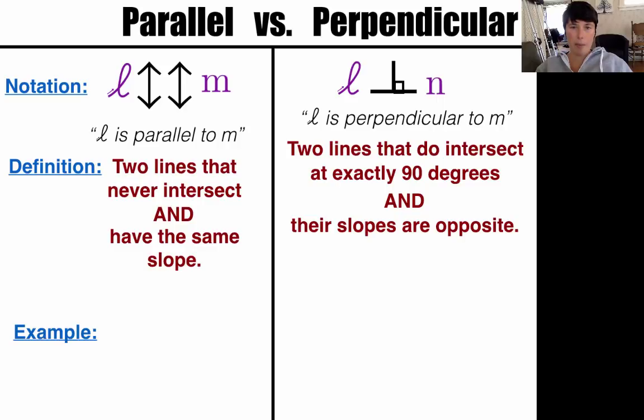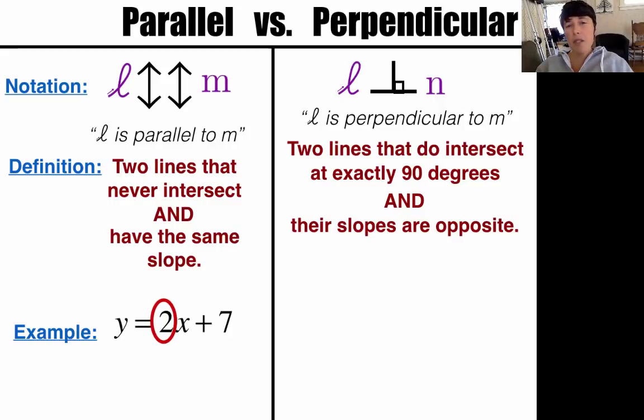Let's look at some examples. I'm going to give you an example of parallel lines. Let's say I had the line y equals 2x plus 7. Well, what do I know about it? I know it has a slope of 2 and a y-intercept of 7. But 2 is the important number.